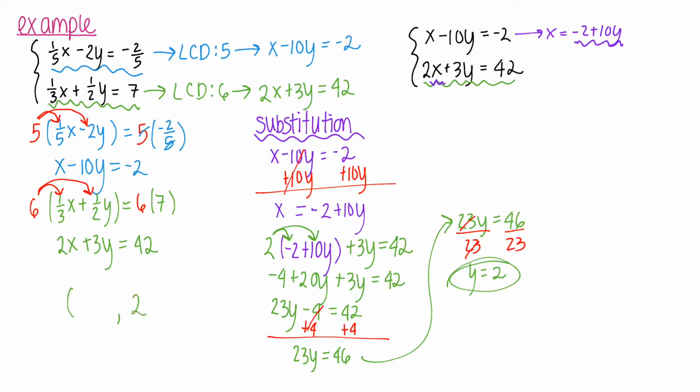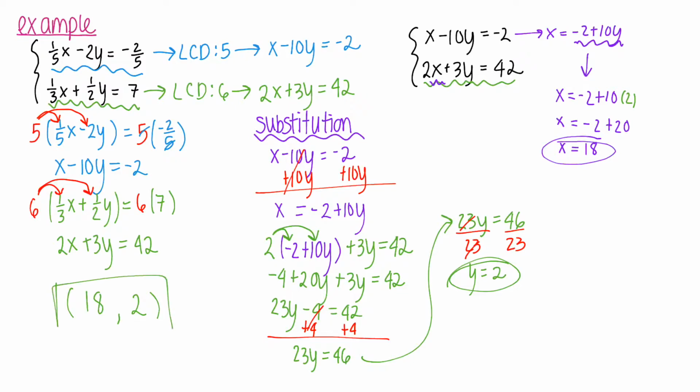So coming and setting up my answer over here. Now I can easily solve for x by plugging 2 into this formula. So x is equal to negative 2 plus 10 times 2. X is equal to negative 2 plus 20. X is equal to 18. And we get the answer 18, 2.